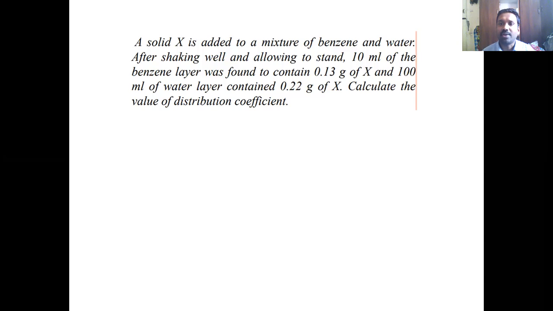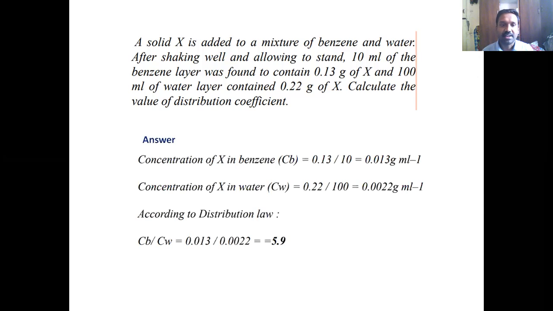So what is the given data in the question? They have given you the amount of X in different volumes of benzene and water. So what is the formula of distribution law? C1 by C2. But for that, you should convert this amount given in the question into the concentration term. So how to do that? How to solve this problem?